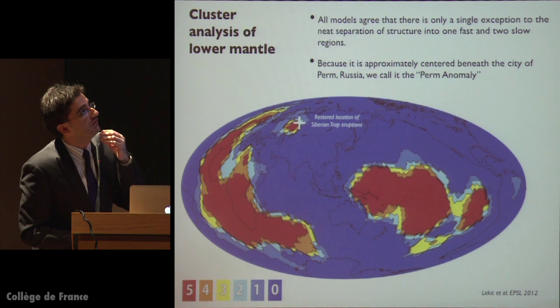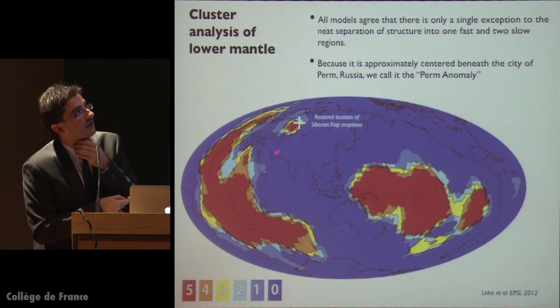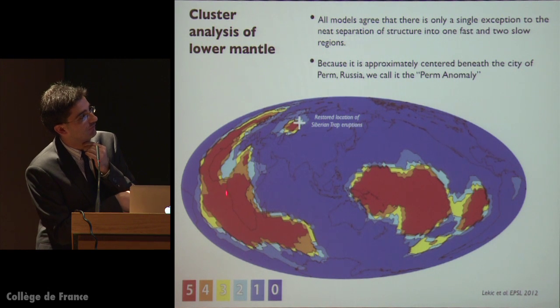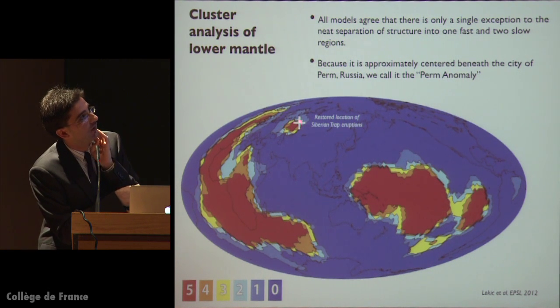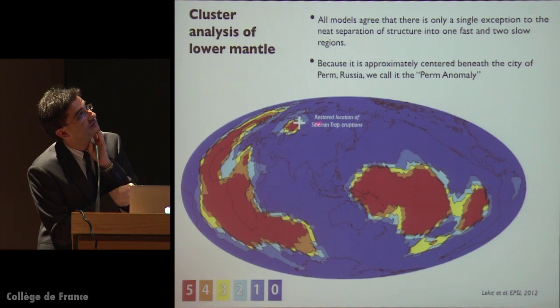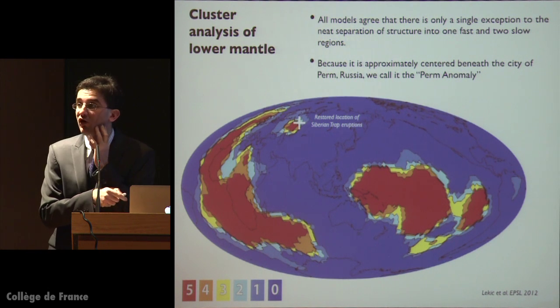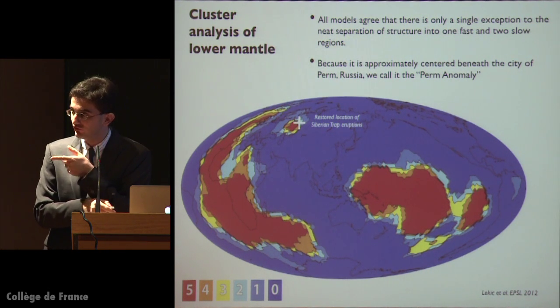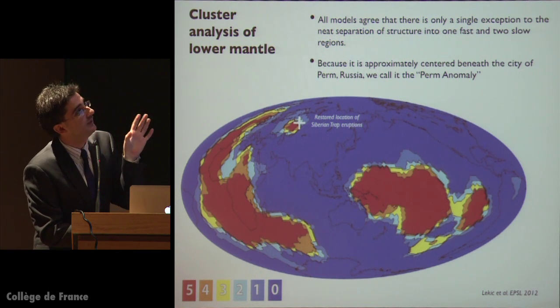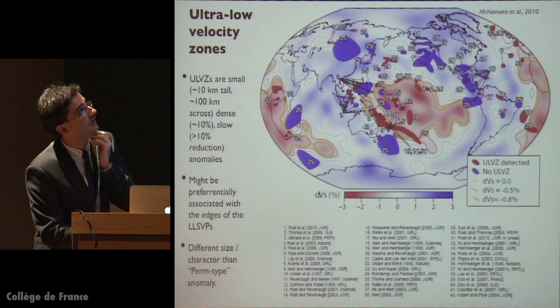But if you were observant, you might have noticed that there was in fact one exception, and only one exception, to this neat separation of structure between these 2 slow regions and one faster than average region. This anomaly here is centered approximately beneath the city of Perm, so we call it the Perm anomaly. It's interesting because it's small, but it's present in all the tomographic models, so also in Nathan's model. And it's the one exception to this neat separation of structure.